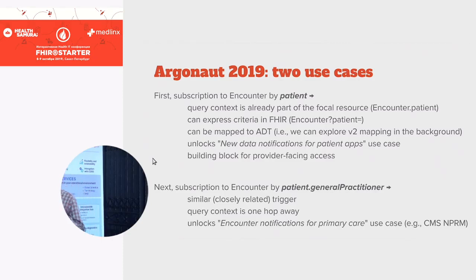The second use case is really subscribing to encounters about a whole group of patients. And the way that we've done this is using the FHIR group resource. So that if you define a group, for example, of all of the patients that I'm responsible for in my primary care practice, then I can use that group to subscribe to changes.